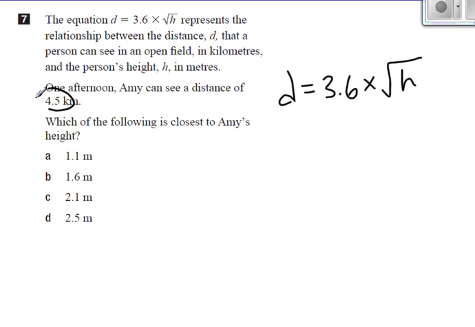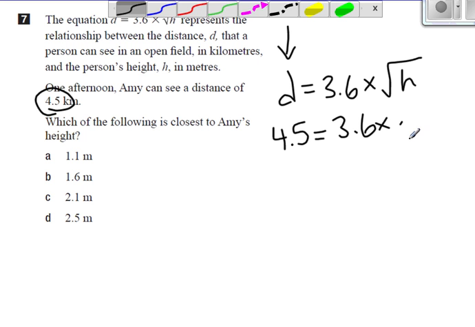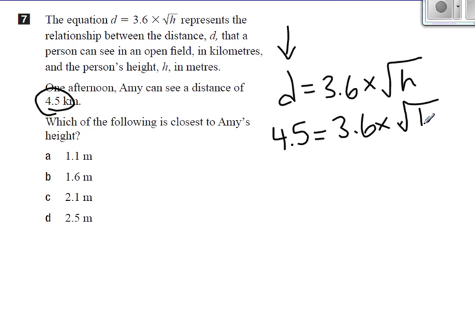Again, we know the distance is 4.5, so I'm going to substitute the value for the distance that I actually know. And that gives me an equation where there's one unknown value, and that value is h. So think of it as if the value was x. We're always trying to solve for the unknown. In this case, the unknown is h.